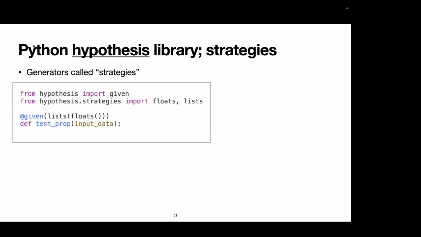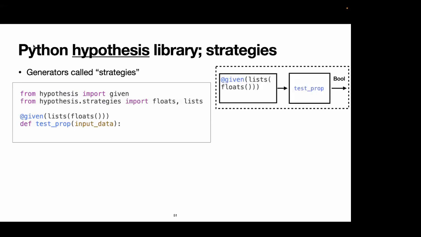We're going to write a test. I call it prop here. It takes some input data, and that's going to be provided by this generator, which I've specified with the given. So going back to this diagrammatic form from before, this @given lists floats is saying, I want a generator for lists whose elements are floats. So what that's going to do is generate 100 floating point lists for us, and it's going to call this function with every single one and see what happens.